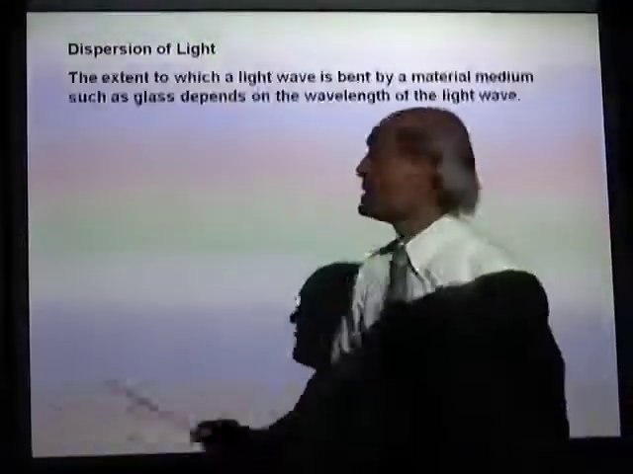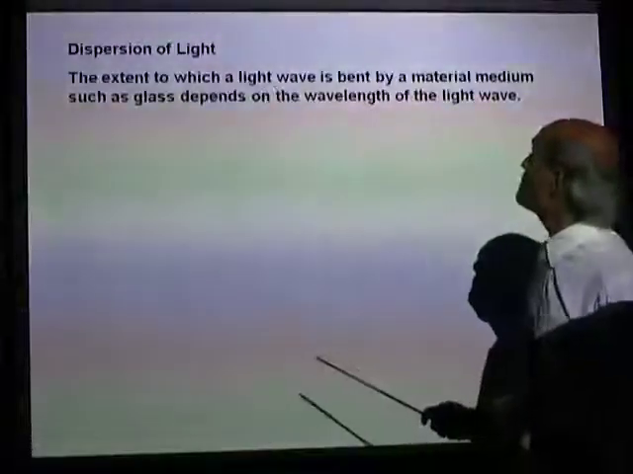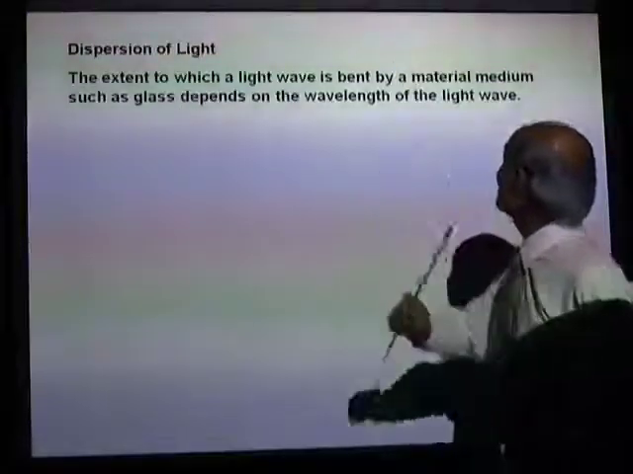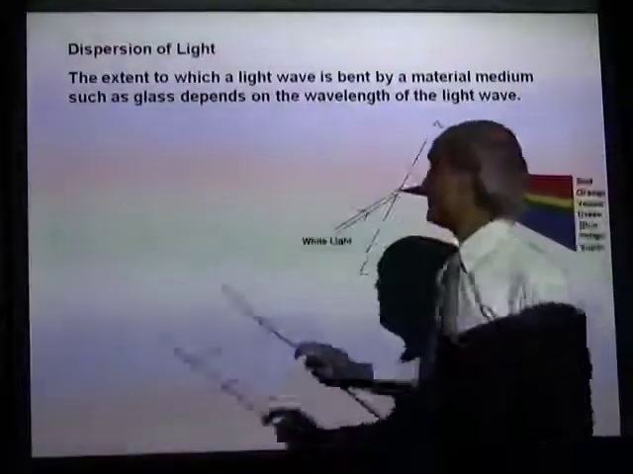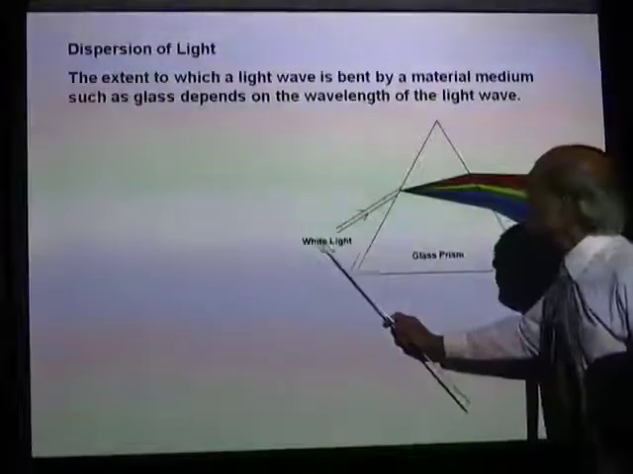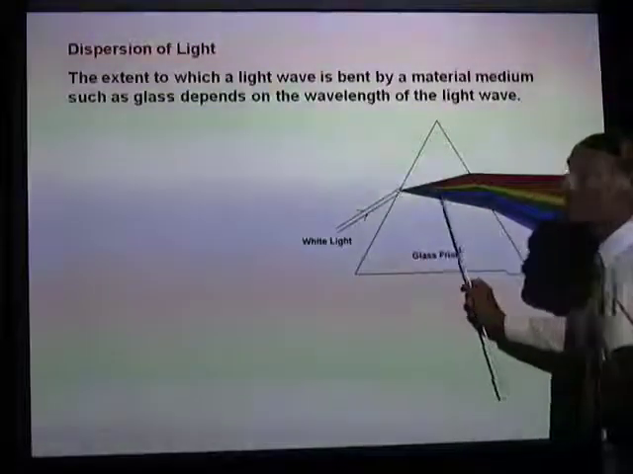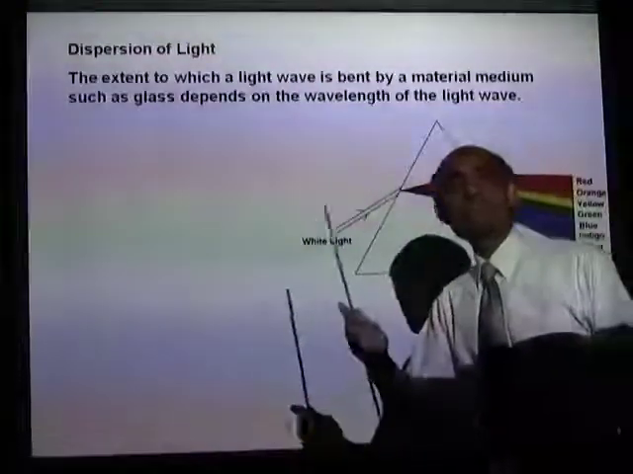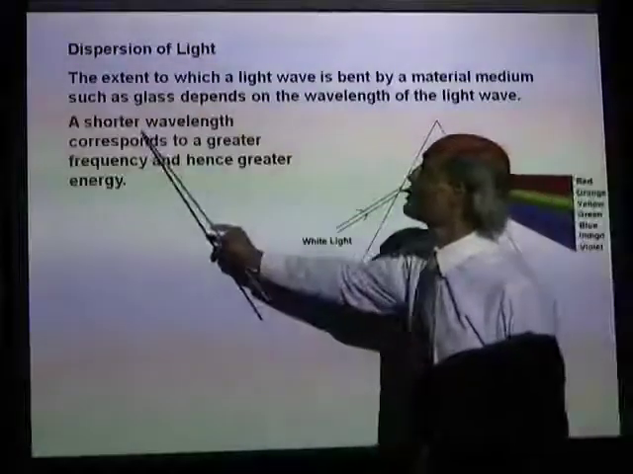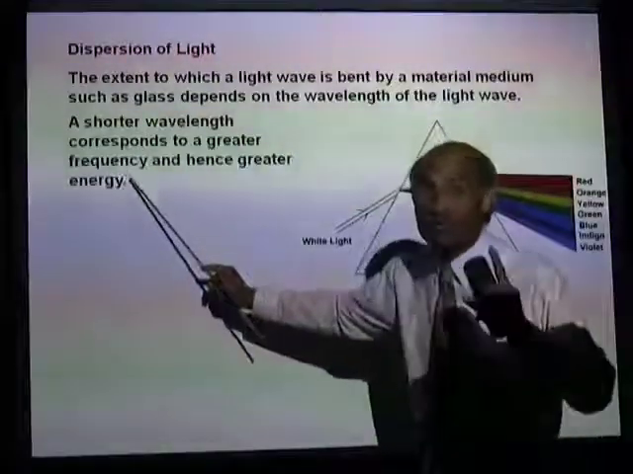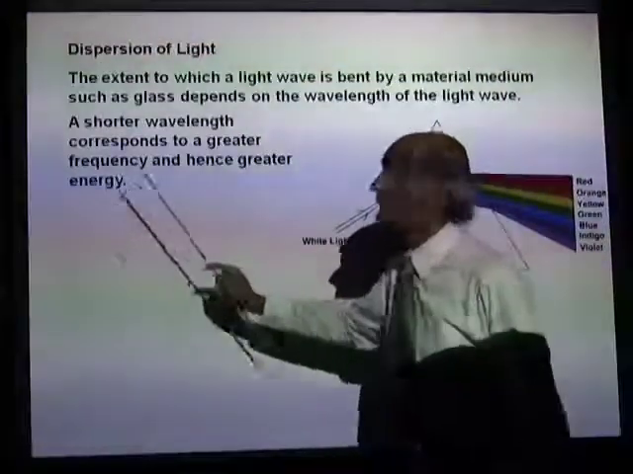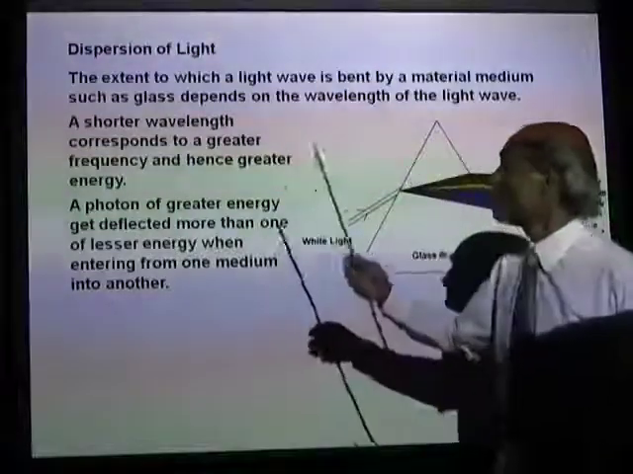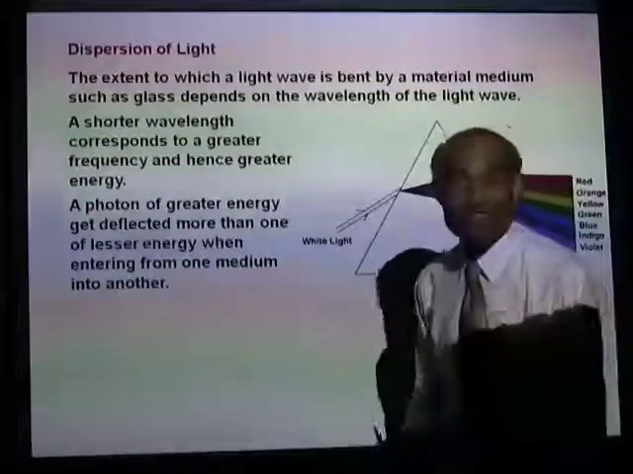The extent to which a light wave is bent by a material medium such as glass depends on the wavelength of the light wave. That means if white light is allowed to pass through a prism, each wavelength will be bent slightly differently from the others. A shorter wavelength corresponds to a greater frequency and greater energy, and a photon of greater energy gets deflected more than one of lesser energy.